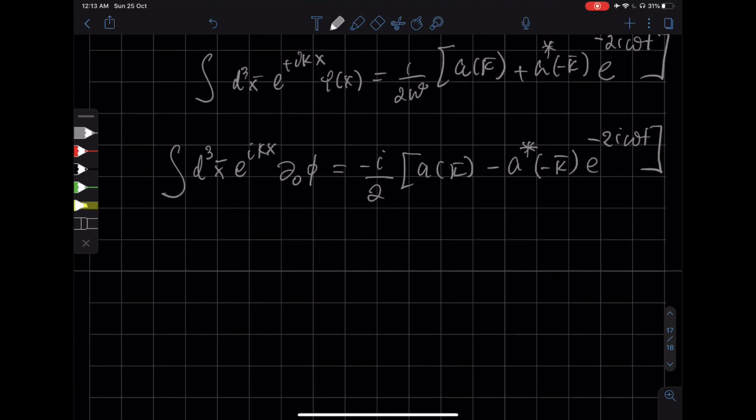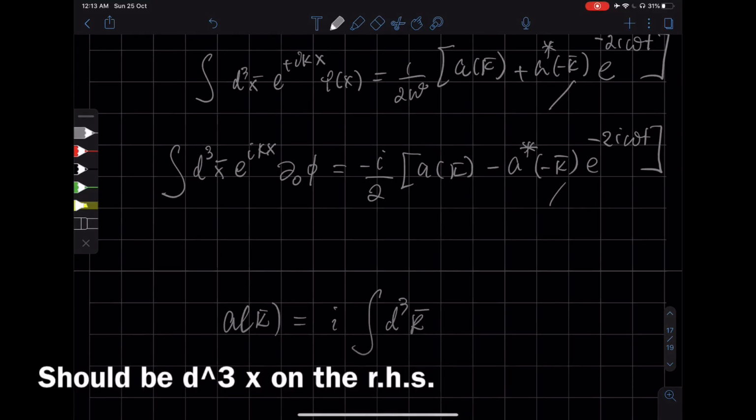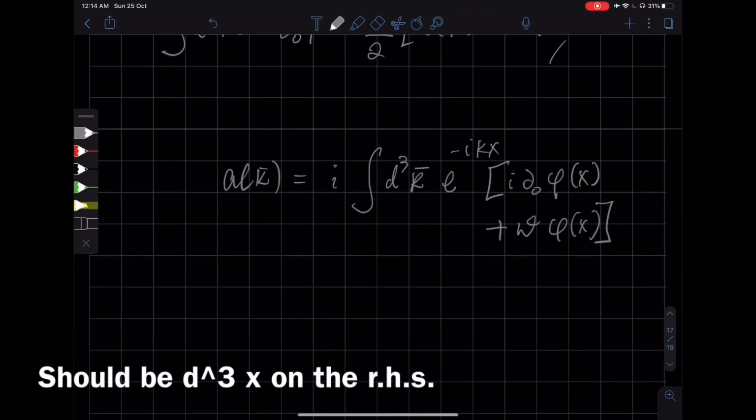Now we can eliminate a star from these two relationships, and then we get a of k is equal to i times the integral d cubed x, and then we have e to the power minus i kx, so this is a four-dimensional dot product, and inside we get i times the time derivative of phi of x plus omega times phi of x. So this can be used in deriving the commutation relationship between A and A dagger from the commutation relationship between phi and pi.